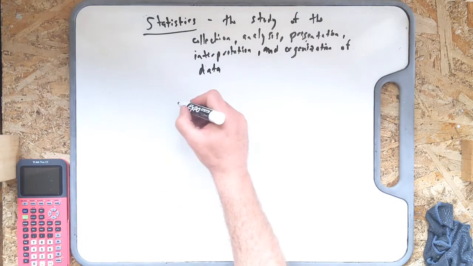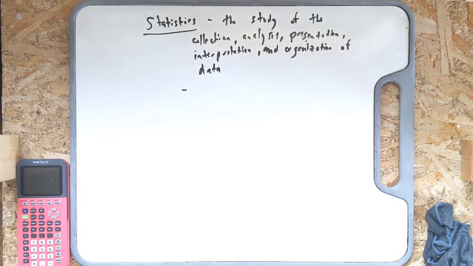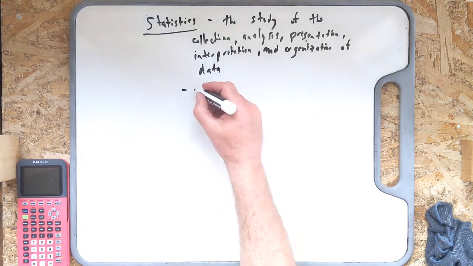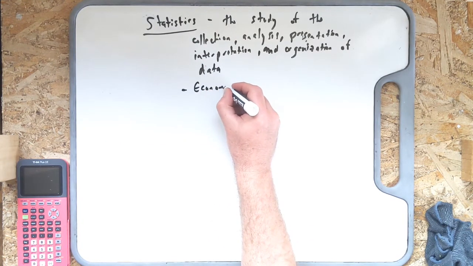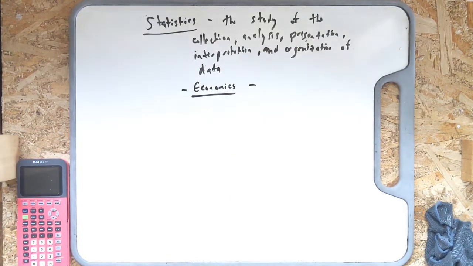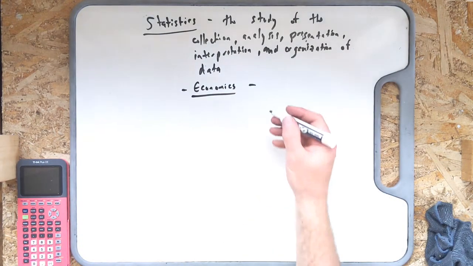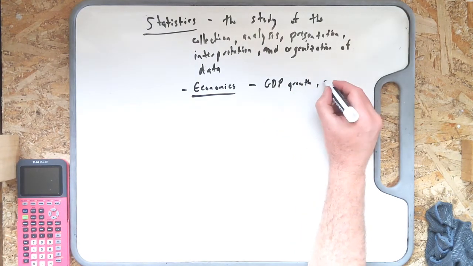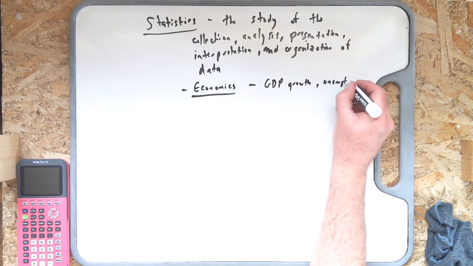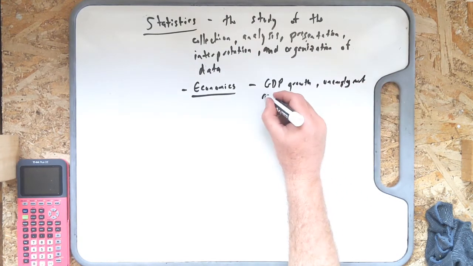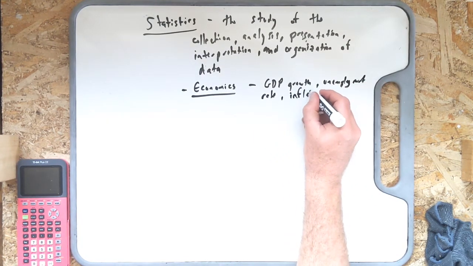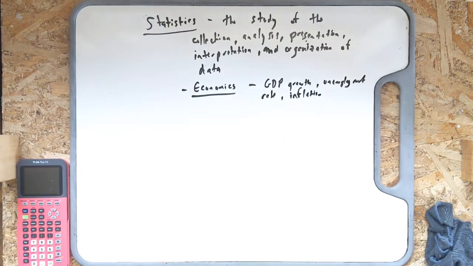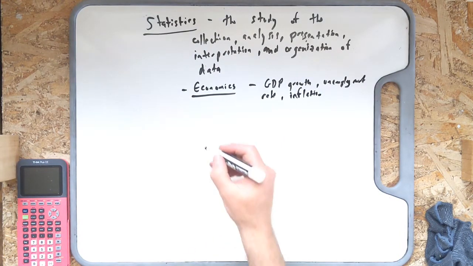Statistics is used in almost every field and is actually one of the more useful, if not the most useful, areas of mathematics taught. It's used in economics. It basically is economics. Think of things like GDP growth, unemployment rate, inflation, some of the standard things you hear in the news. All the measures of how an economy is doing are basically statistical measures.